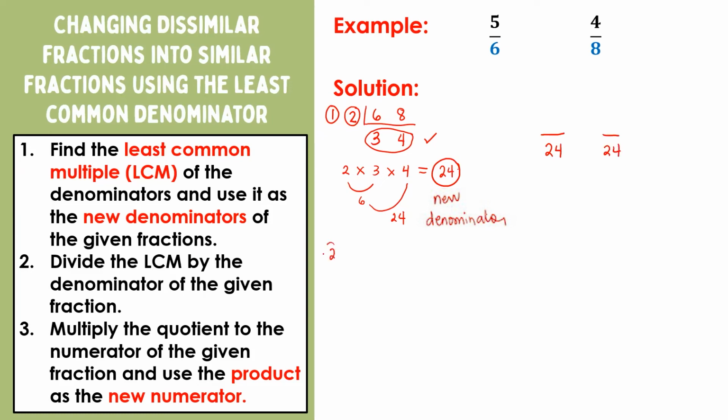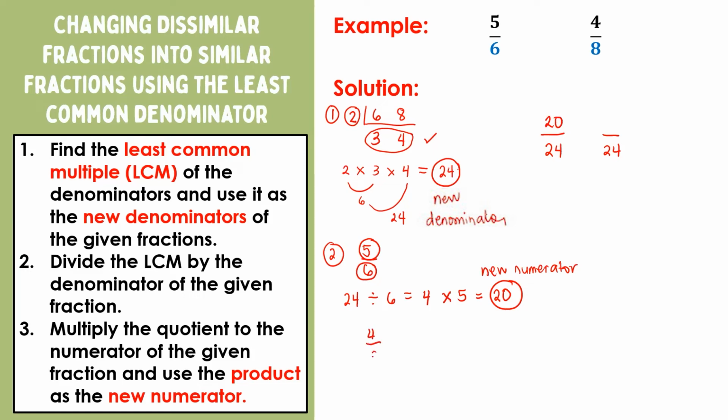Now, to find the new numerators, let us divide this LCD to the numerators of the given fractions, one at a time. 24 divided by 6 is 4. Then, multiply this quotient to the numerator of the given fraction. That is, 4 times 5 equals 20. This is now our new numerator. So, 5/6 will be rewritten as 20 over 24.